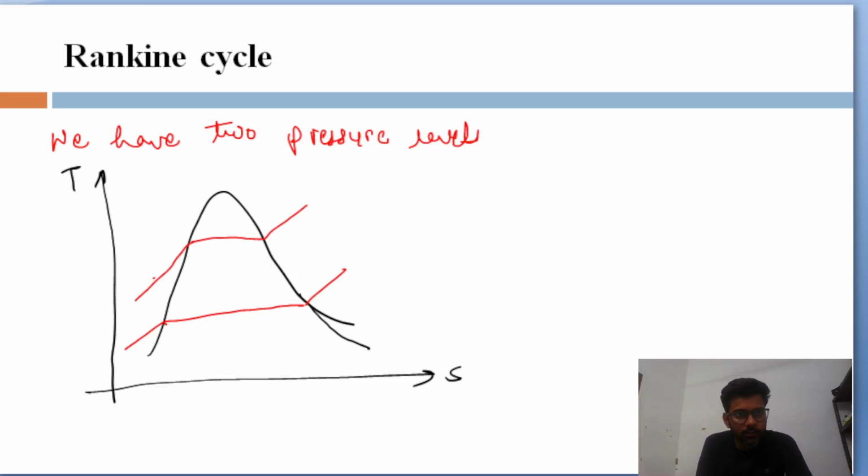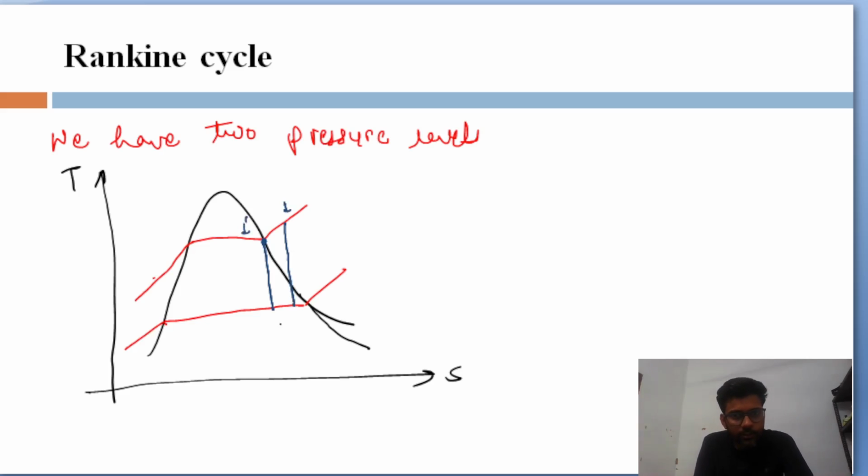Now the process 1 to 2 is expansion. So if steam is saturated, then point 1 is here, that is saturated vapor, and if it is superheated, then point 1 is here. So this is 1 and this is 1 dash.